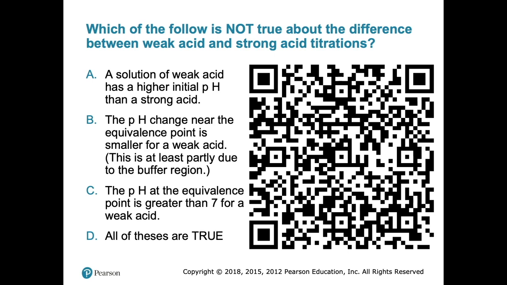Yes, it is D. It is all true. All those things are true. But I might change something. For example, I might change it to a lower initial pH in a strong acid, or I might change it so that the equivalence point is bigger, and stuff like that. But all these are true right here.